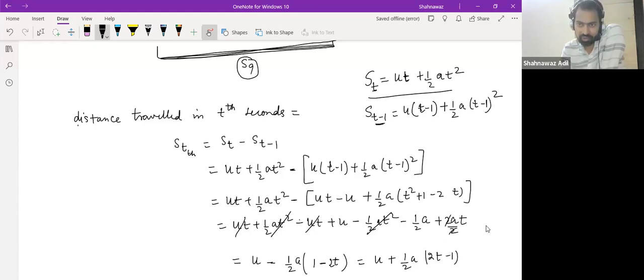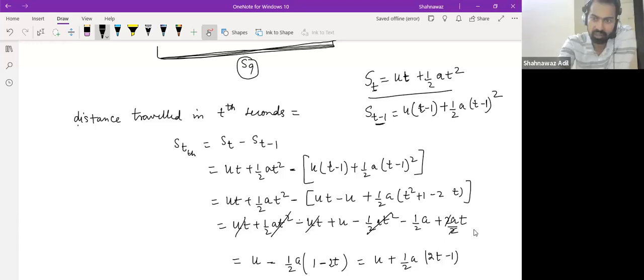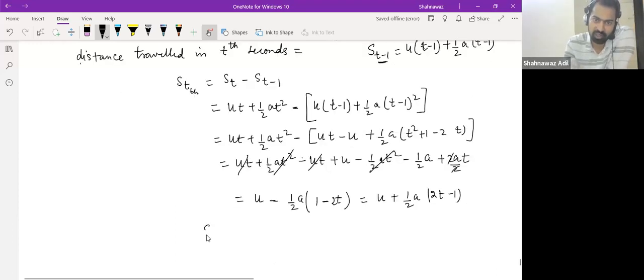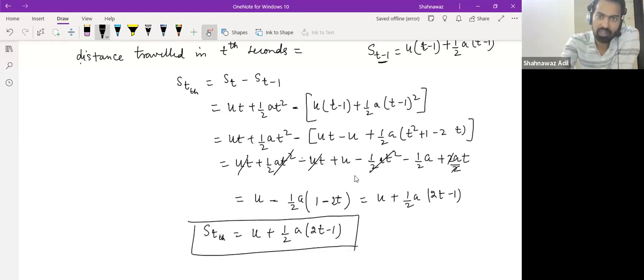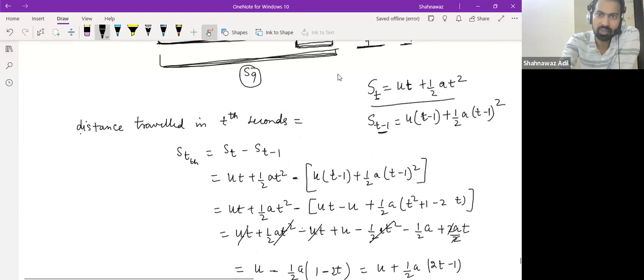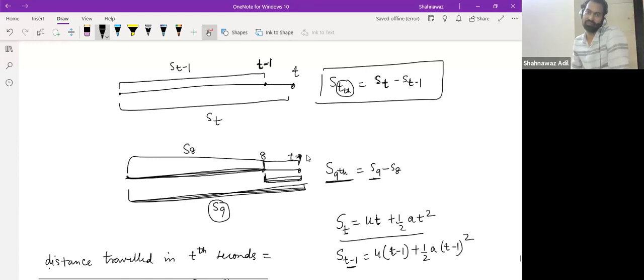Is that clear, or if you guys have any doubt? Yes, clear. Okay, so just write this. The distance traveled in the t-th second would be just u plus half a (2t minus 1). Please note down this diagram. Note down this diagram and then just the derivation. And if you guys have any doubts, you can ask.